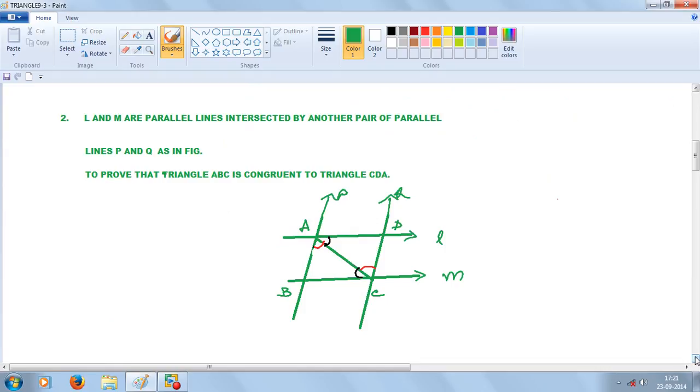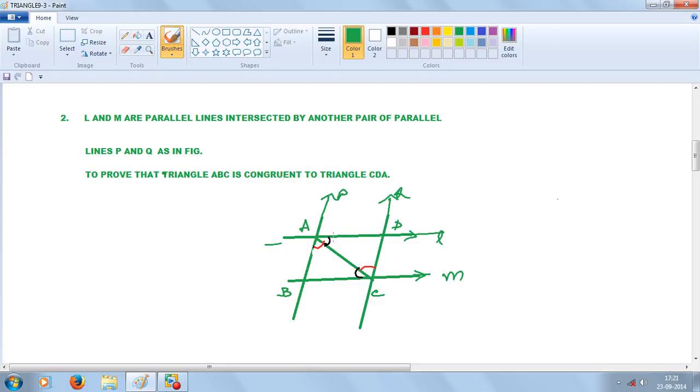L and M are parallel lines, intersected by another pair of parallel lines P and Q. So let us say this line is called L, this line is called M, and another parallel line. As shown in the figure, the two pairs of parallel lines intersect each other. To prove that the triangle ABC is congruent to triangle CDA. So we have to prove these two triangles ABC and CDA are congruent.